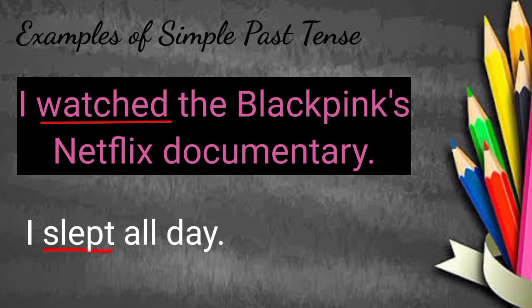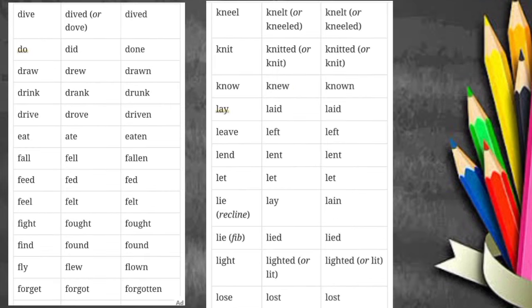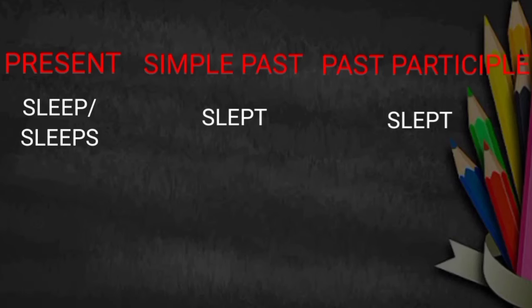Do you remember what I taught you last time about the principal parts of irregular and regular verbs? Well, let's review. These are the examples of irregular verbs with their principal parts. The verbs in the first column are used for simple present tense. Verbs in the second column are used for simple past tense. And that is where we got slept. Sleep, sleeps, present tense. Slept, past. And slept again for past participle.